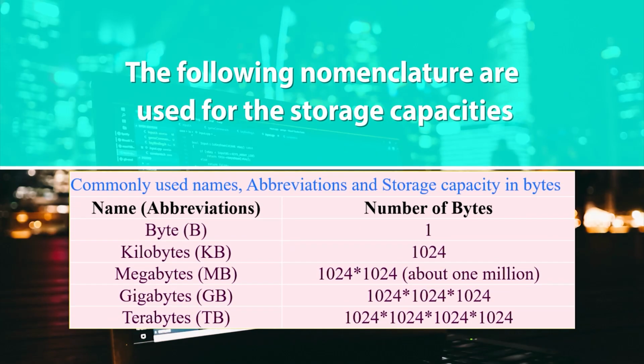Extending that idea, to describe how much memory space we have for a particular purpose, we use different nomenclature for storage capacities. 1 byte is equivalent to 8 bits, and 1 kilobyte is equivalent to 1024 bytes. Similarly, we have megabyte, gigabyte and terabyte. A gigabyte is equal to 1024 megabytes, and a terabyte is 1024 gigabytes. These are the different size units in which we generally measure memory.